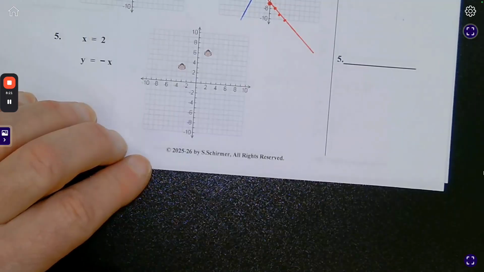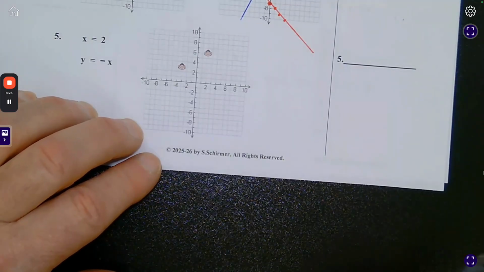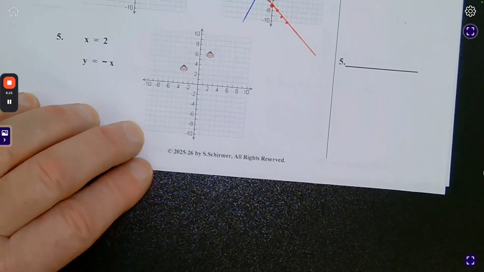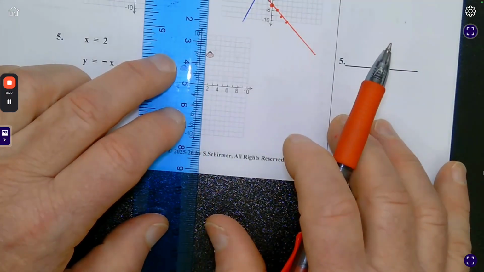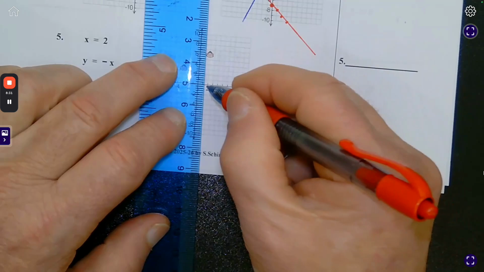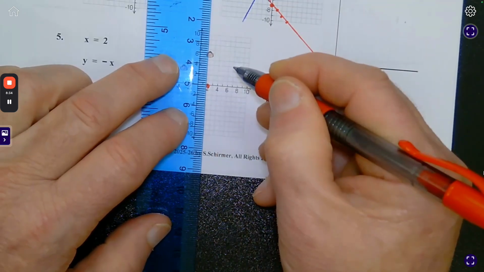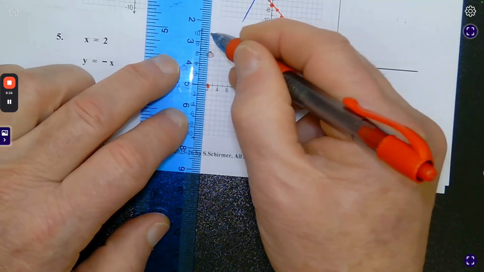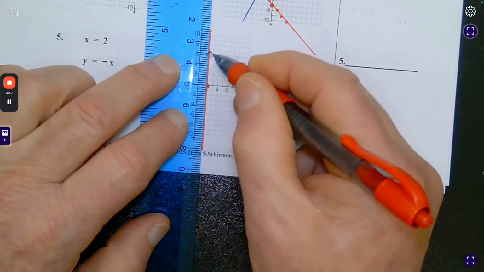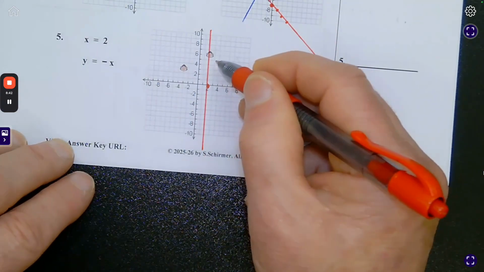This is a vertical line, right? Notice how there's no y value. So x equals, when I'm graphing a line, that's x equals a number. I go where x equals that number. And I draw the vertical line through that value. Because every ordered pair on that line has an x value of 2.